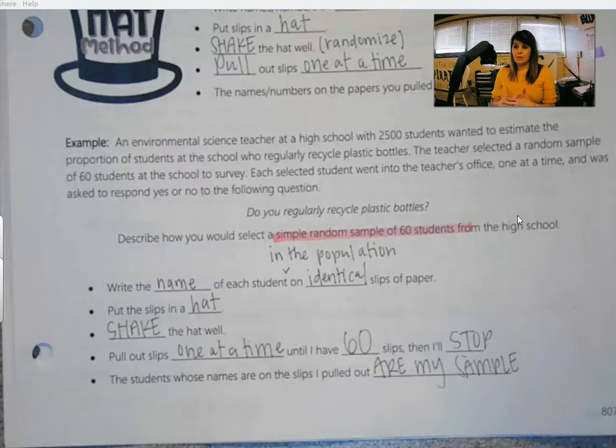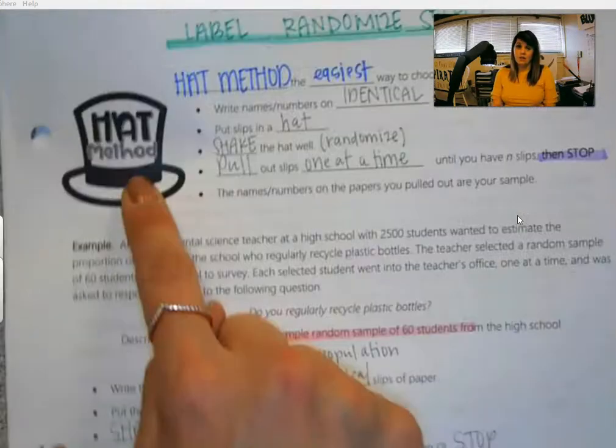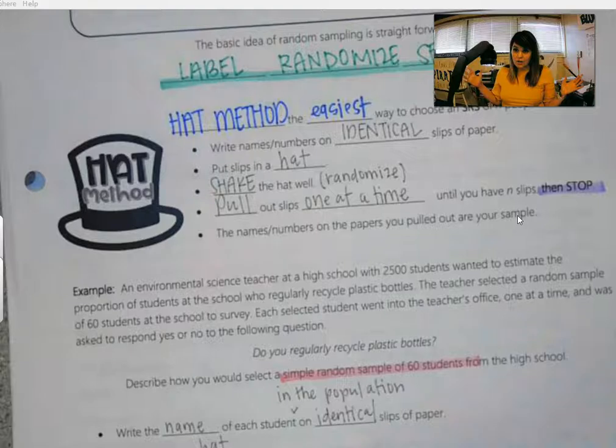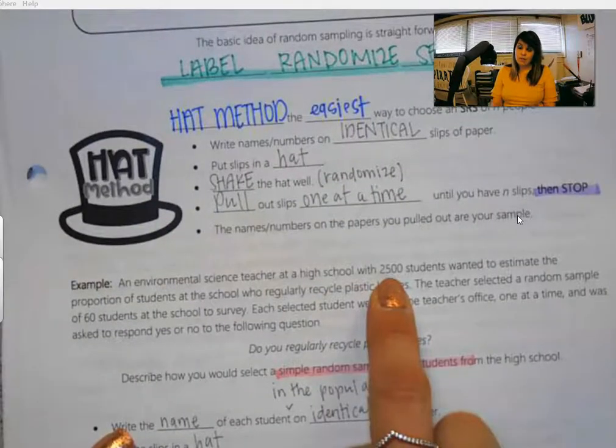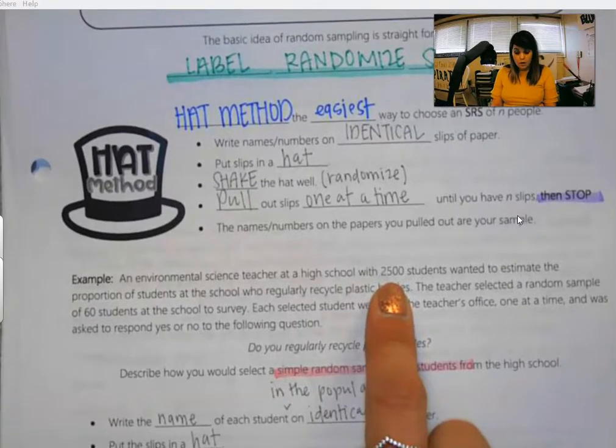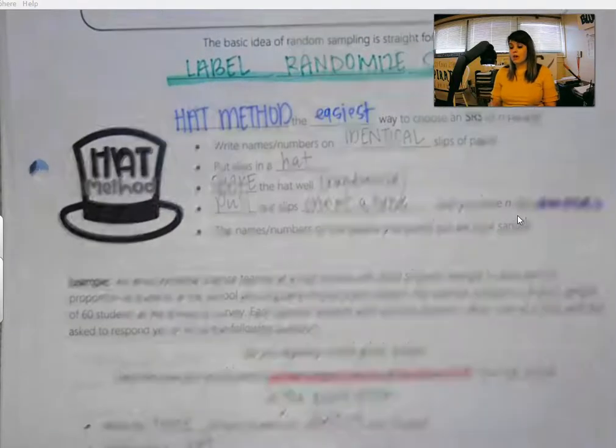So next up is lesson 83 part 2, where instead of using the hat method, because who's carrying around a top hat all the time? Who really wants to write down 2,500 students' names on slips of paper and put them in the hat? No one. So next up we talk about how to do this with technology.